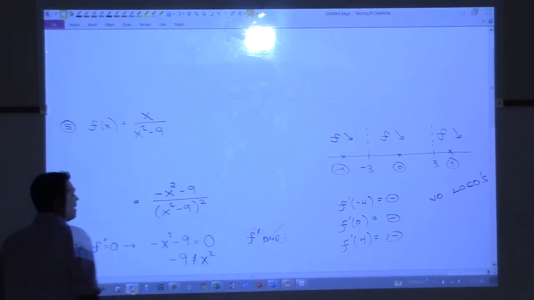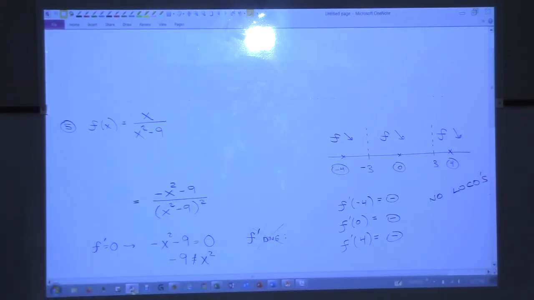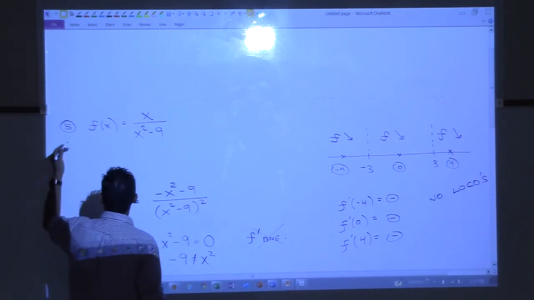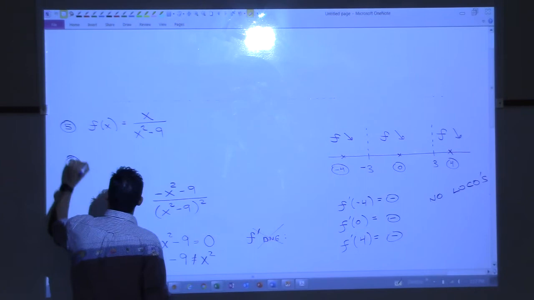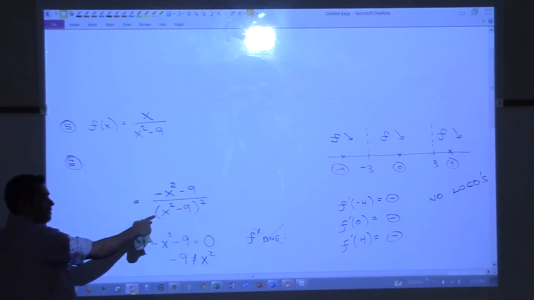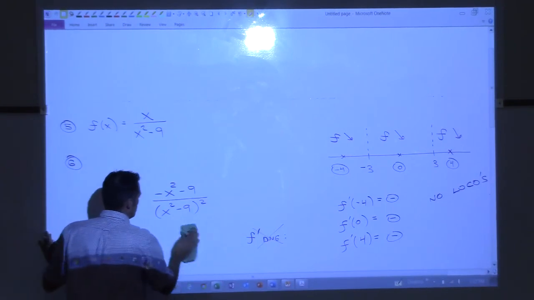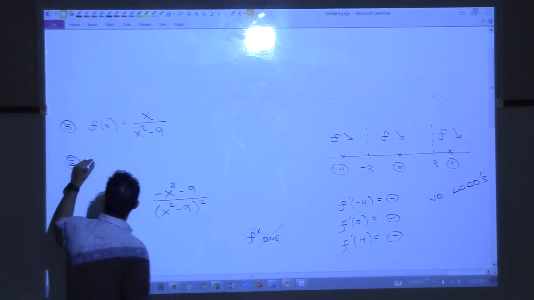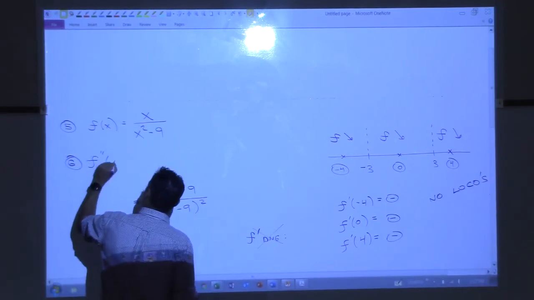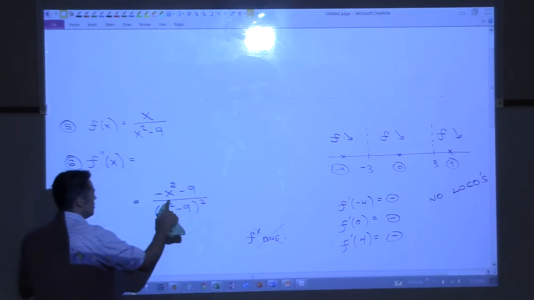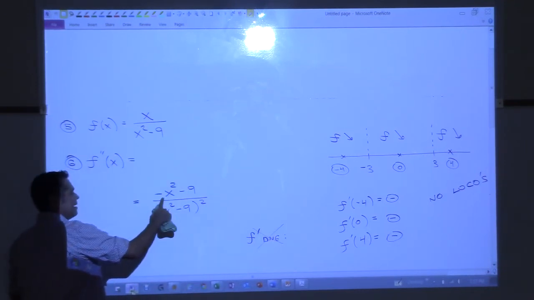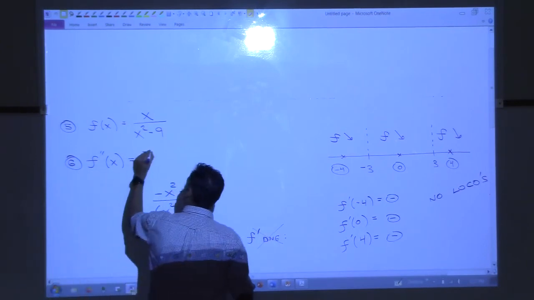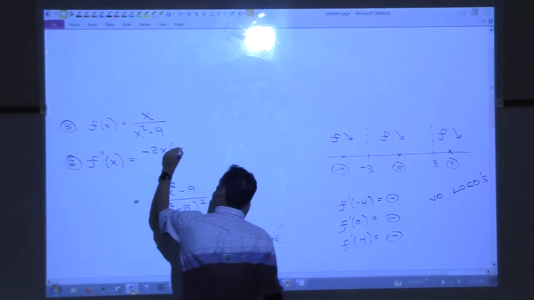All right, now what? Second derivative, right? We're going to be working with the concavity and inflection. So this is step 6. So I need to take the derivative of the derivative. So I need to take derivative of this, right? So I'm going to have to use the quotient rule again. Derivative of the top is negative 2x, right? Times the bottom.